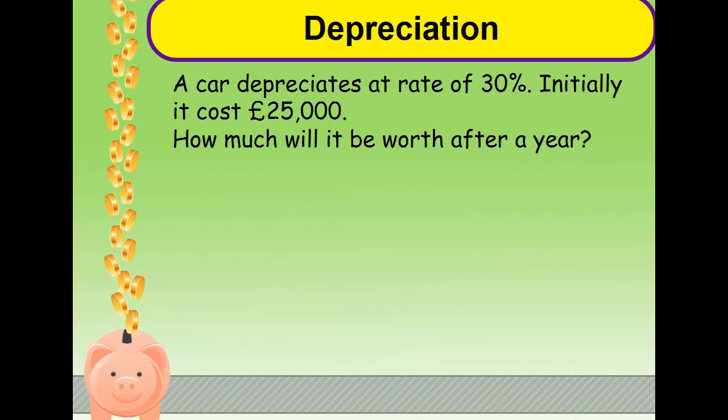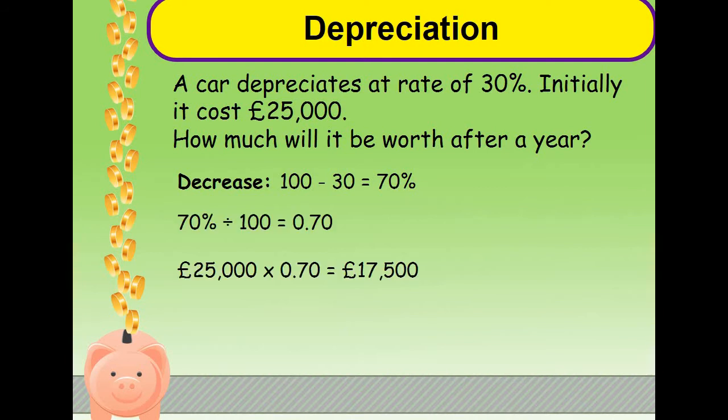So just in the same way as with increases, you added the percentage onto 100. With depreciation, you take it away from 100. So you take away 30%, which leaves you with 70%. You turn that into a decimal by dividing by 100, and then you multiply. So the method's the same, except with decrease, or depreciation, you take away the percentage from 100 and turn it into a decimal, and then multiply.